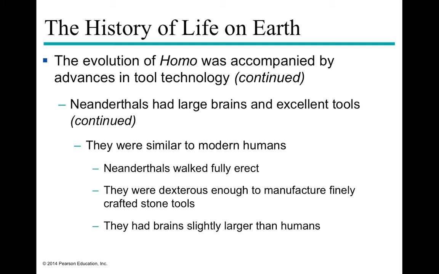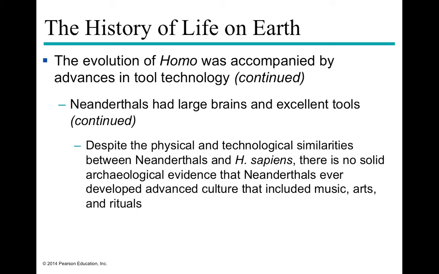Now, we know that Neanderthals were very similar to modern humans. They walked erect. They had large brains. They were dexterous. They had finely crafted stone tools. And yet, at some point, they ended up becoming extinct. There are high similarities between Neanderthals and Homo sapiens. However, the major difference is that Neanderthals never developed any sort of culture: no art, language, music, rituals, etc. Whereas Homo sapiens, we now know, spend energy on things like funeral rites. They express their love in things like music and paintings and art and crafts.